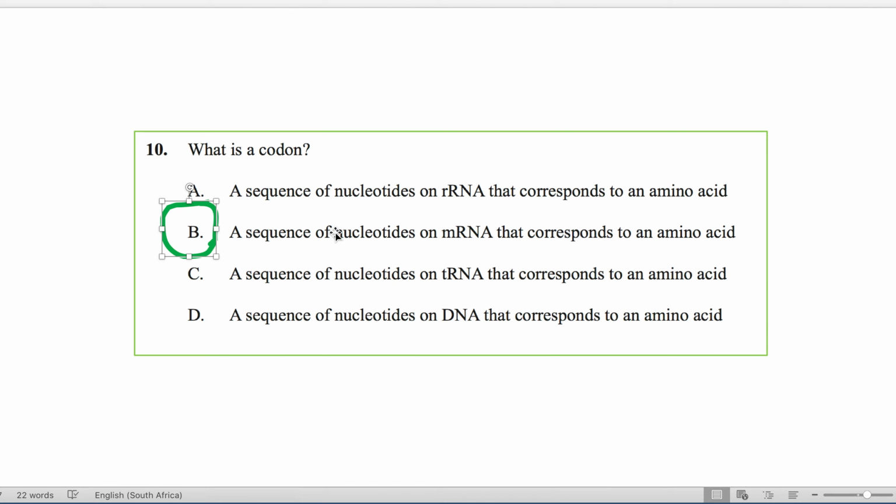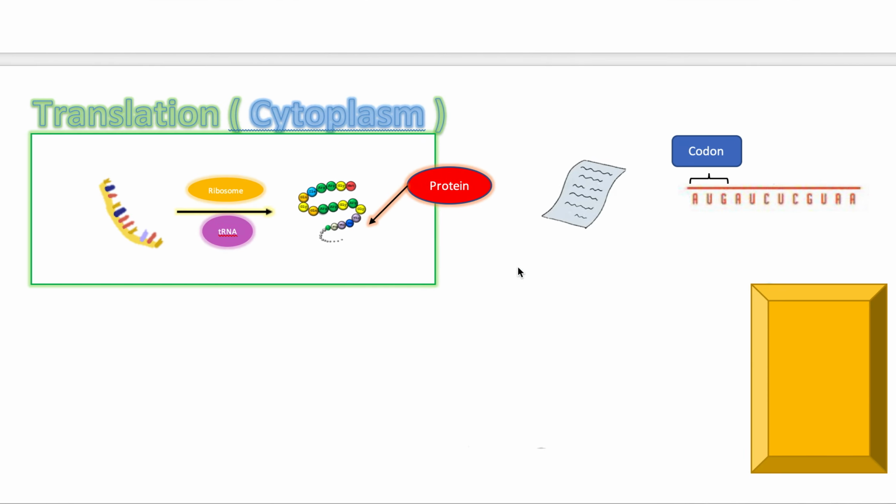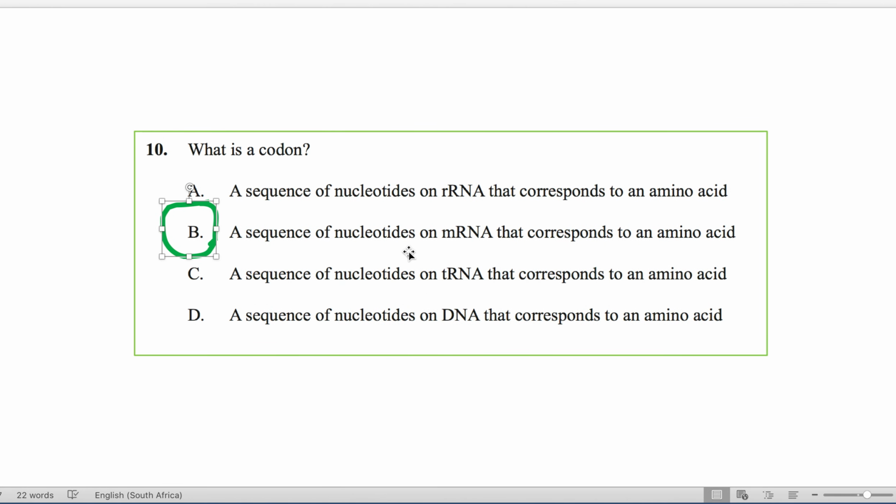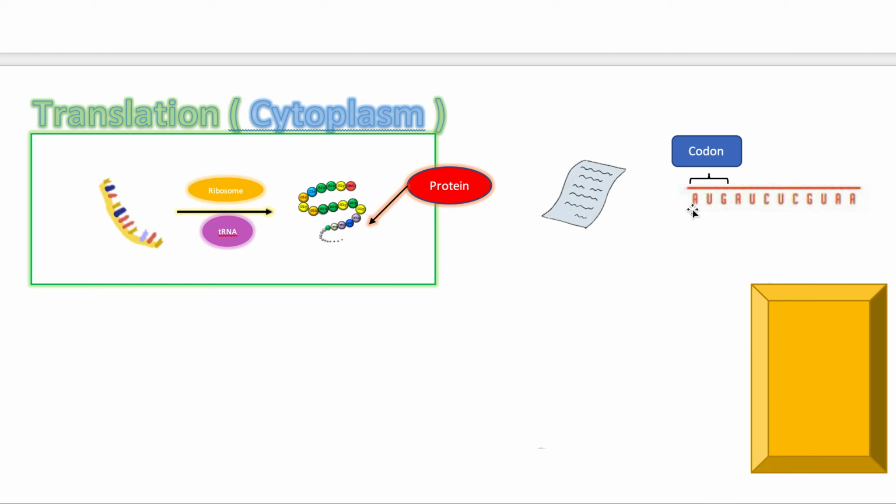So it's a sequence of nucleotides. If you don't know what nucleotides are, these letters with their backbone. This orange line here is like the backbone. So a nucleotide is the letter plus the backbone. That's a nucleotide. So it's saying a sequence of nucleotides on mRNA that corresponds to an amino acid.